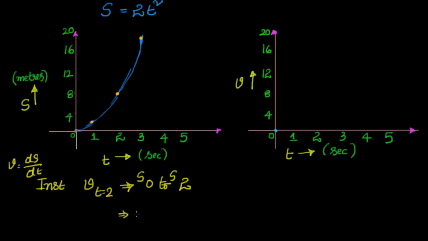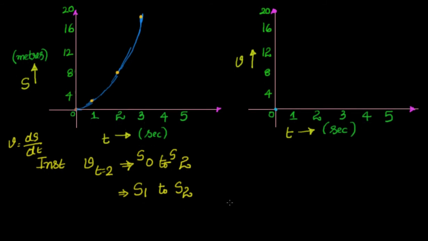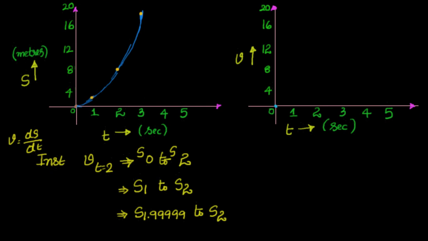Otherwise what I can do, I can take the distance covered between 1 second to the distance covered between 2 seconds, and I can divide that by 2 minus 1. I can do that. Or the better way will be, since we want it at 2, can I go to s equal to 1.9999, something like that, which is almost equal to 2. Go there and find out the difference between the distances. From this graph I should be able to do that and divide that by dt.